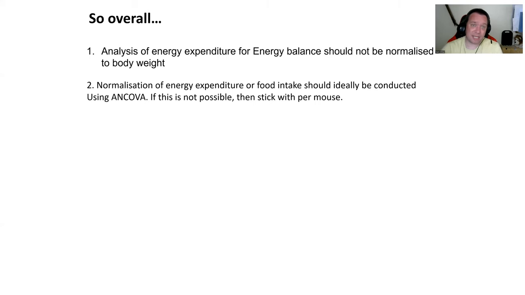And so overall, I would say analysis of energy expenditure for energy balance should not be normalized to body weight. You should just use the raw data for energy balance. And if you're going to normalize energy expenditure or food intake in order to determine metabolic rate, that should be done using ANCOVA. And if it's not possible, then just stick with your scatter plot showing your body weight and your energy expenditures, and then you can talk about that data. But you can say we can't actually calculate the metabolic rate with ANCOVA, rather than being tempted to go down the division by some comparator like body weight to the 0.75.